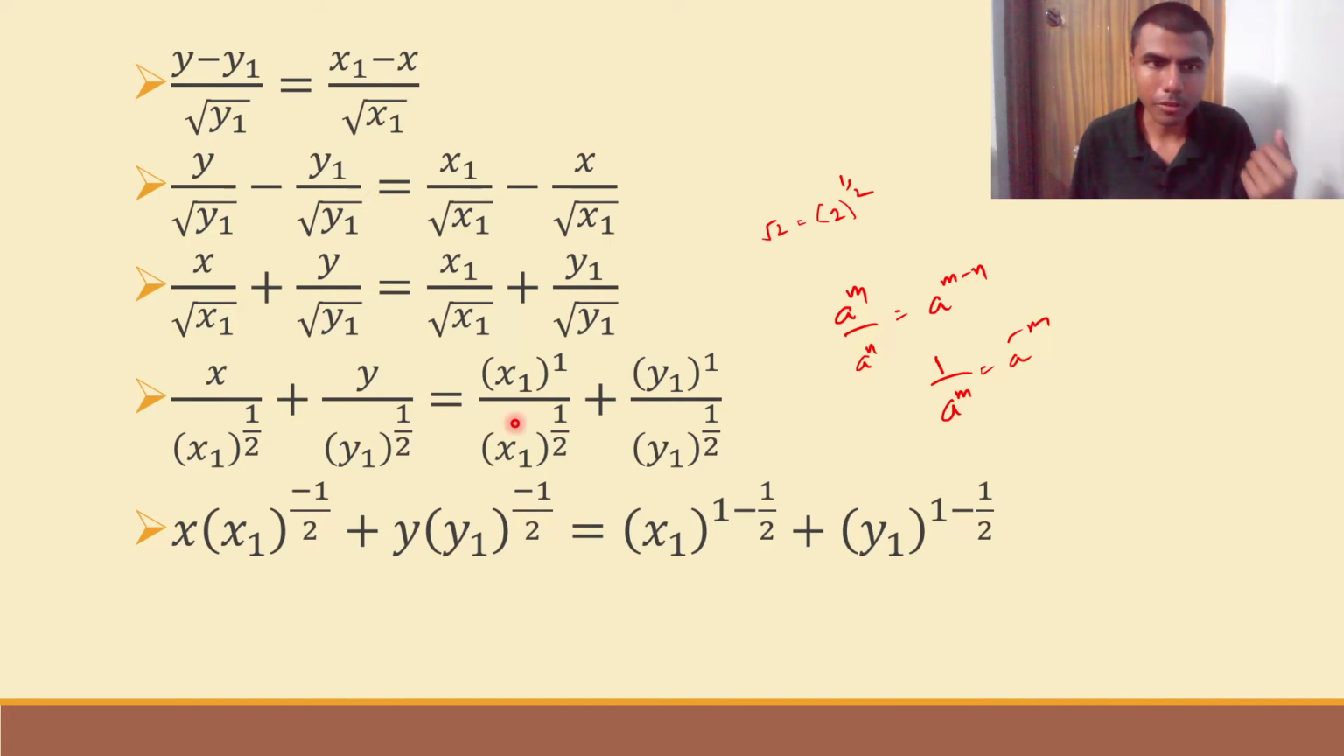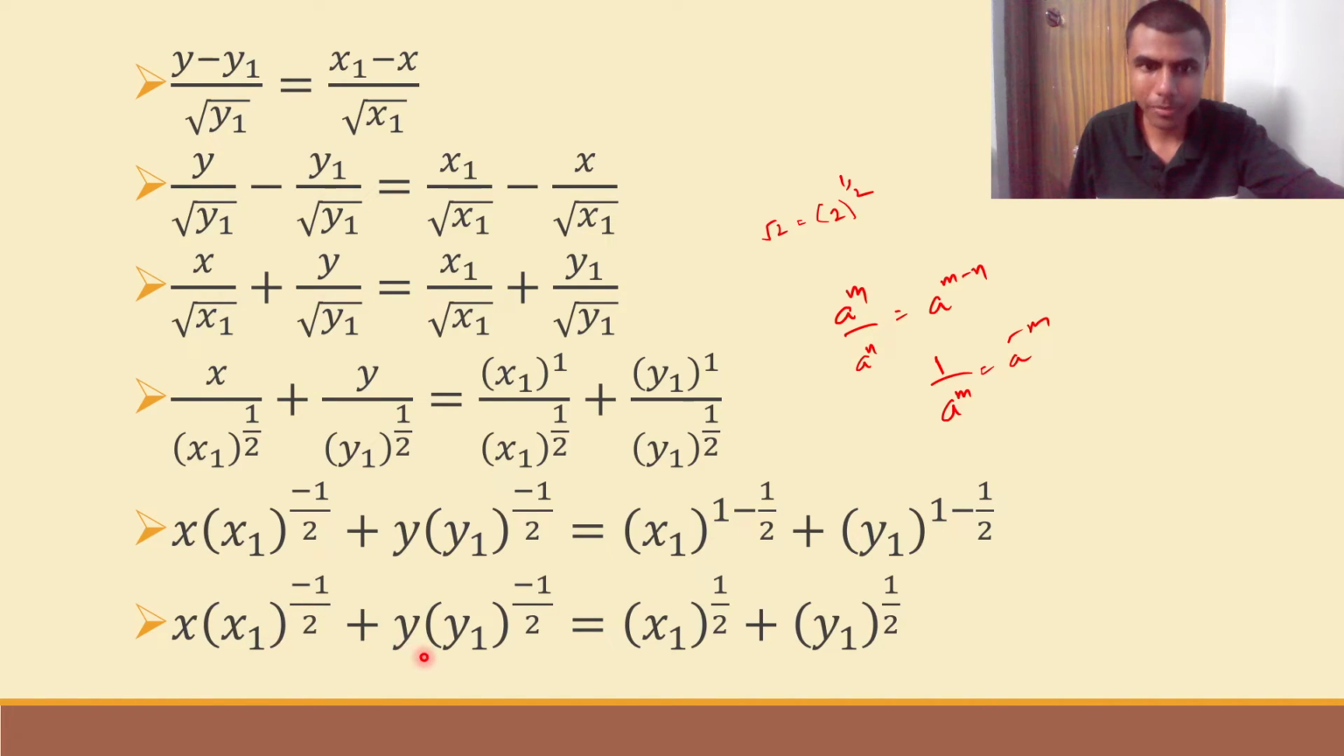When this term in the denominator comes to the numerator, the power becomes negative. So x1 power minus 1 by 2. So x into x1 power minus 1 by 2 plus, likewise, y into y1 power minus 1 by 2 is nothing but equal to what you can see. So x into x1 power minus 1 by 2 plus y into y1 power minus 1 by 2 is nothing but, 1 minus 1 by 2 is 1 by 2, so x1 power 1 by 2 plus y1 power 1 by 2.